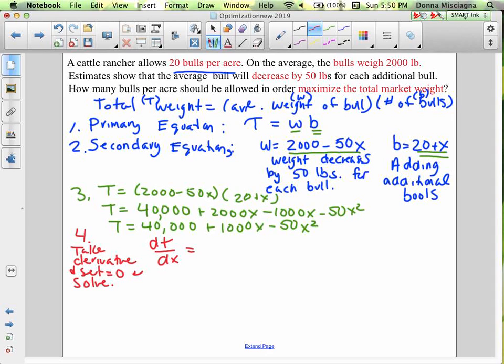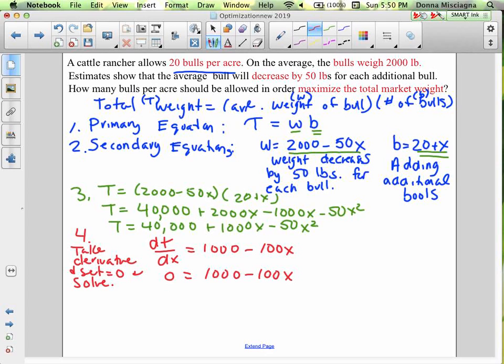Equals, the derivative of 40,000 is 0. Derivative of 1,000x is 1,000. And then minus 100x. So that's pretty easy. Set that equal to 0 and solve. 0 equals 1,000 minus 100x.